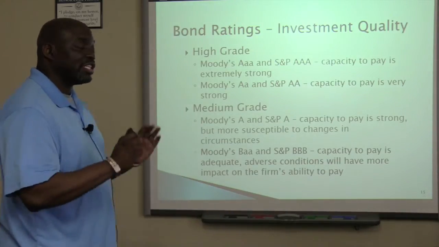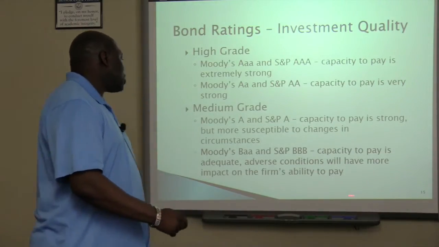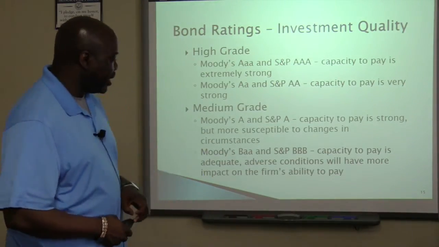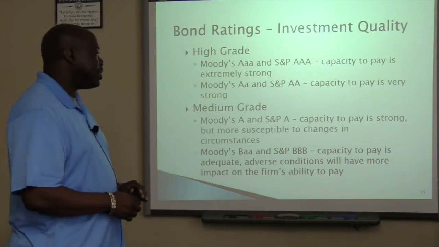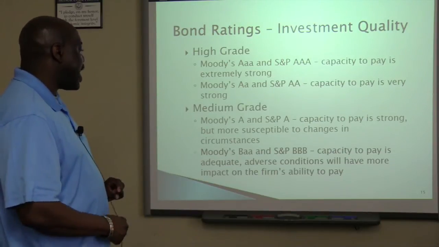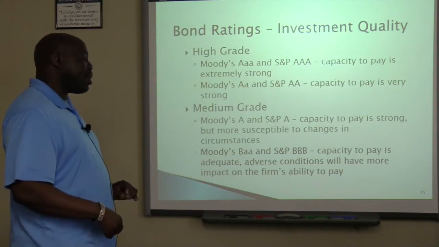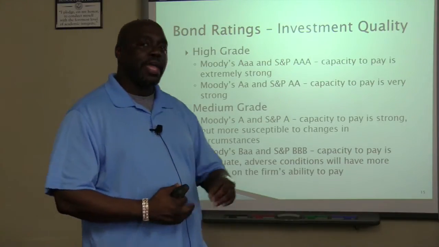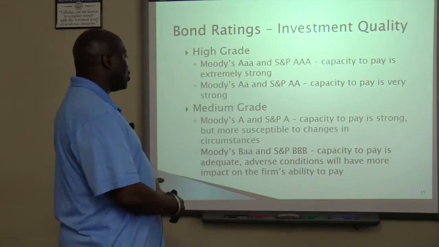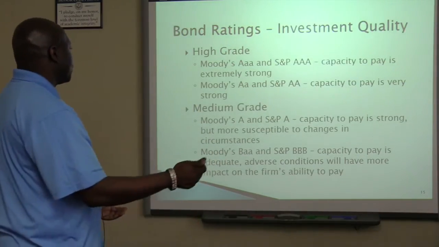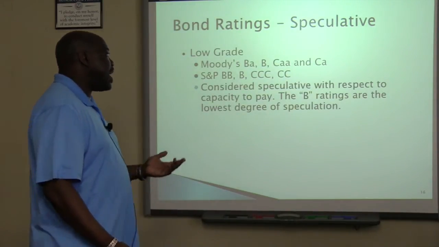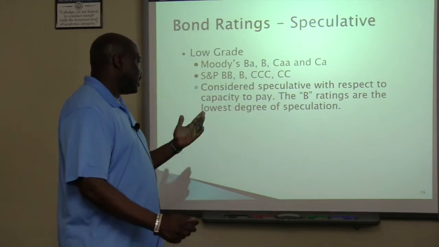Then you have a single A, the capacity to pay is strong, but they have some changes that are getting ready to happen within their company. They're not quite sure what's going to happen to the value of their company. Then you have a triple B. Capacity to pay is adequate. Adverse conditions will have more impact on the firm's ability to pay. So this might be a company that is going through a little bit of financial struggles, but they're still a good company to invest in. Okay. Then you have the low grade. You have the BA or the single B's and the C's.